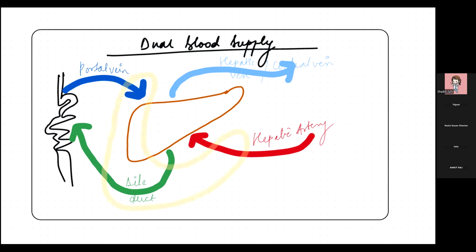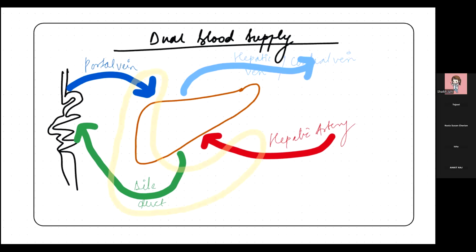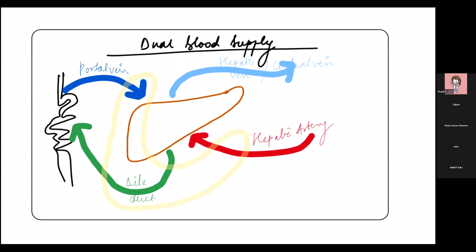These three always travel together from the beginning to the end. Even the small branches also travel together. Why am I saying so? I'll show in the next slide.